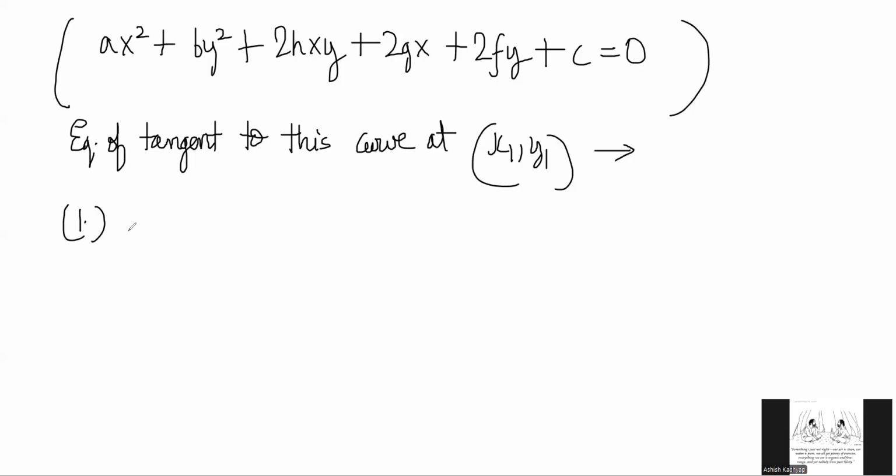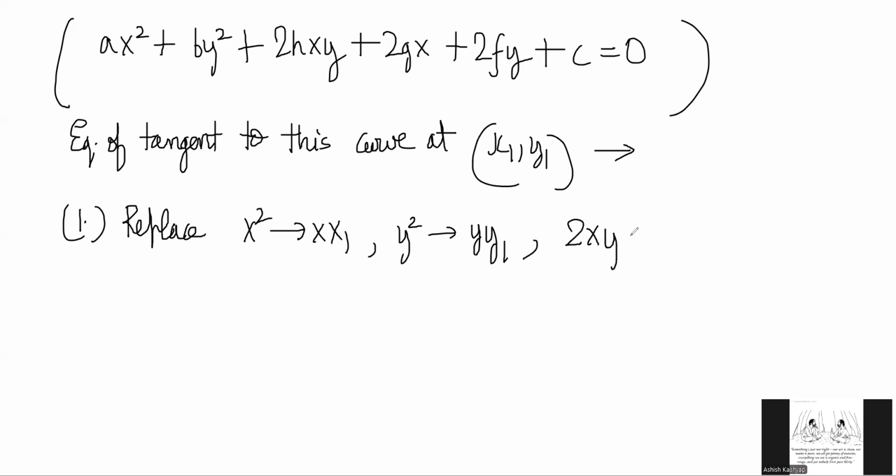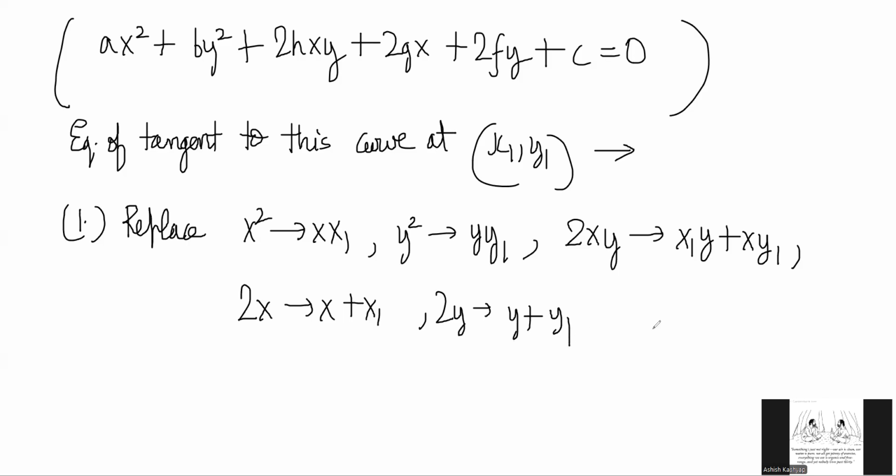What we do is we replace in this curve equation x square with x1, y square with y1, 2xy with x1y plus xy1, 2x with x plus x1, 2y with y plus y1, and we keep c same as c. So this process, if you apply, you will always get the correct equation of tangent at x1, y1.